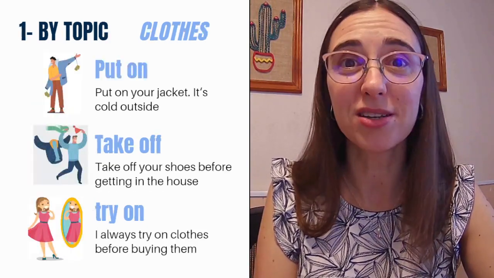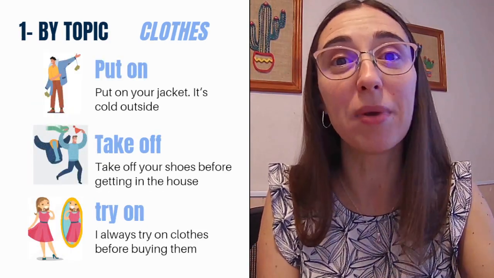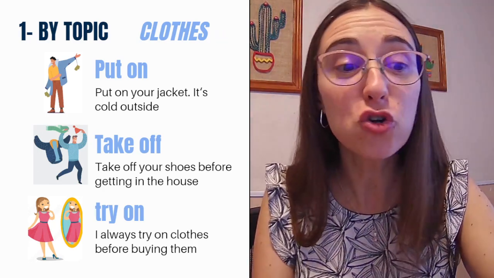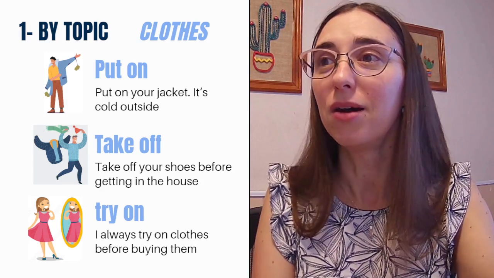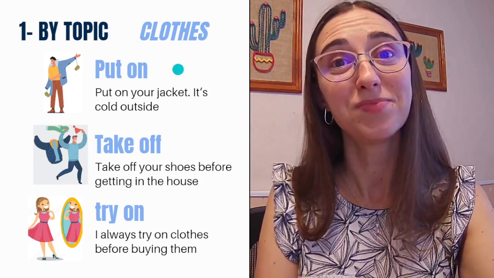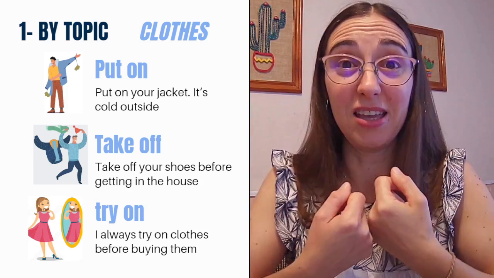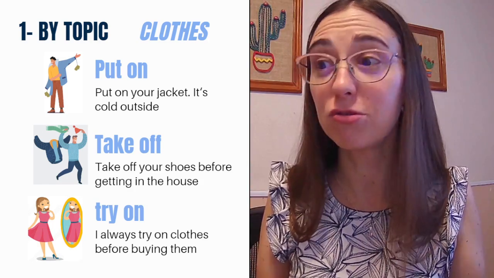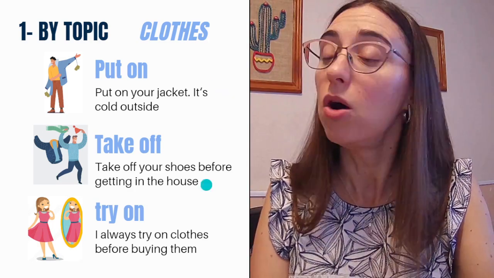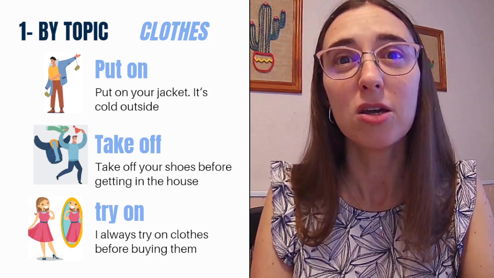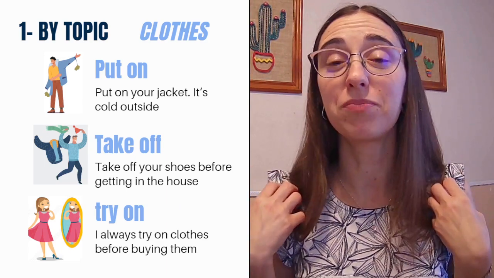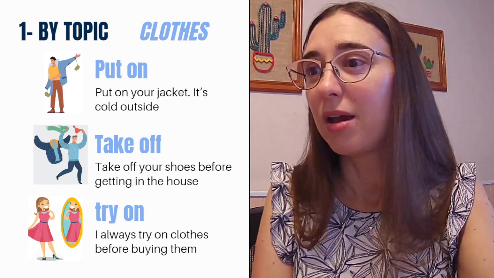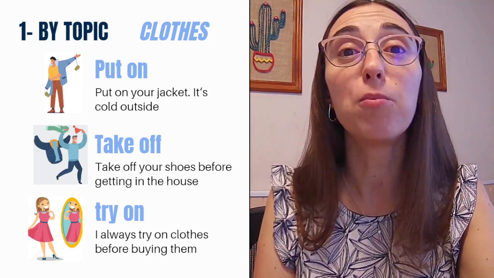You can also focus on a category, on a topic. For example, here, clothes. And you might learn phrasal verbs connected to that topic. Okay, look at these examples. Put on, yeah, put on your jacket, it's cold outside, or the opposite, to take off your shoes before getting in the house, or this other one here, try on. To try on is just to check if something suits you or fits you. For example, when you go shopping. I always try on clothes before buying them.